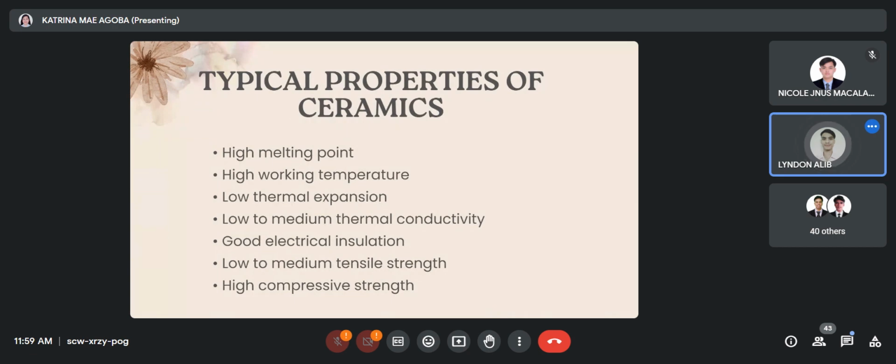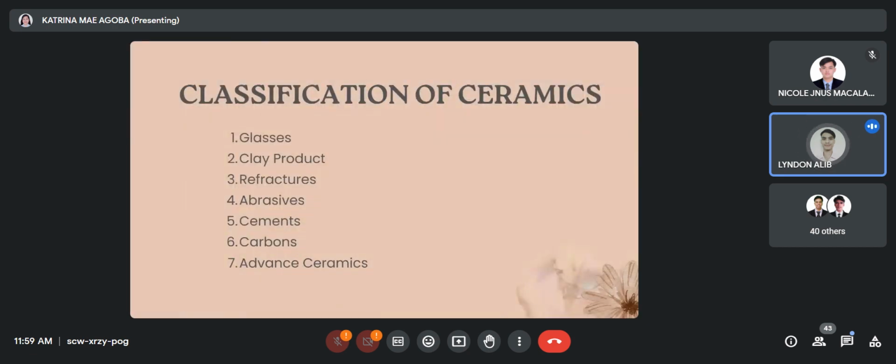So, lipat na tayo sa classification of ceramics. Ngayon, pag-uusapan natin ang classification of ceramics. Meron itong pito: ito yung mga glasses, clay products, refractories, abrasives, cement, carbons, and advanced ceramics. Next slide.